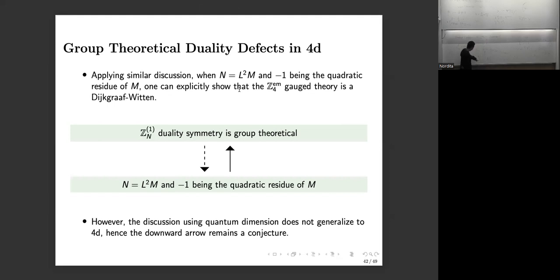Whenever n is of this type, then you can explicitly show that the Z4 EM gauged series is a Degrat-Witten, and you can explicitly write down the Lagrangian. But the other direction is less obvious because we don't have a notion of the quantum dimension, and we don't know what the conditions for the Degrat-Witten are. So the other condition is less obvious.